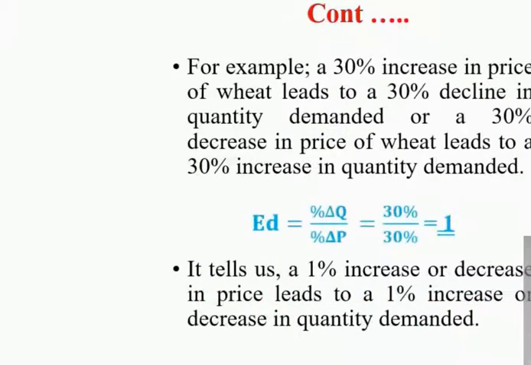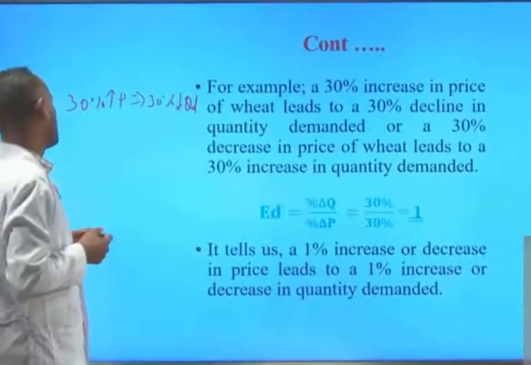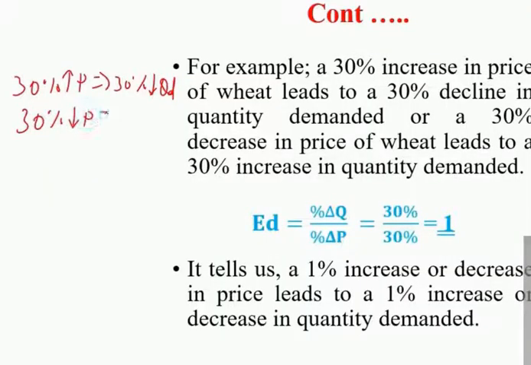For example, a 30% increase in the price of wheat leads to a 30% decline in quantity demanded. That means if the price of a commodity declines by 30%, then the quantity demanded will increase by 30%. So there is a proportional change between price and quantity demanded.